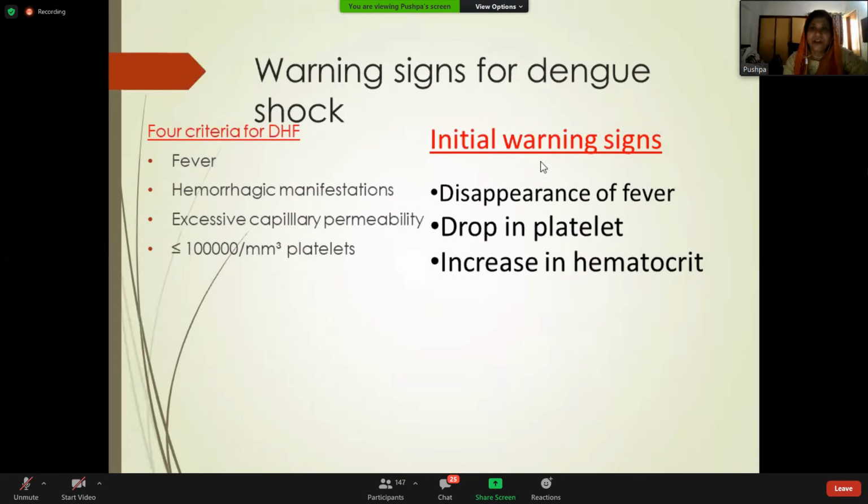So initial warning signs will be disappearance of fever, drop in platelets, and increase in hematocrit. Why is there an increase in the hematocrit? Why is this happening? Because the blood is going into the tissue spaces. So there is an increase in the hematocrit level.